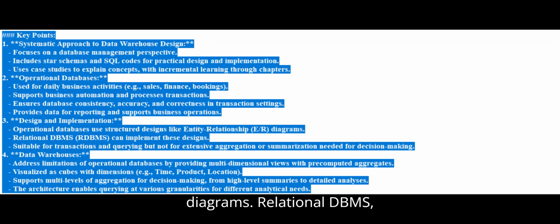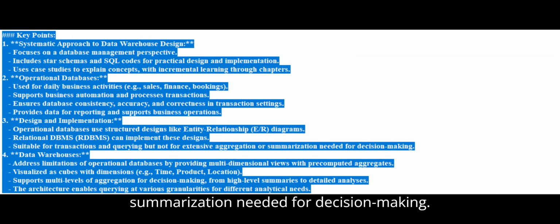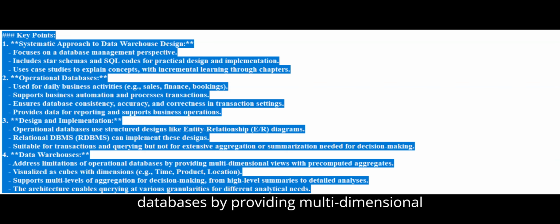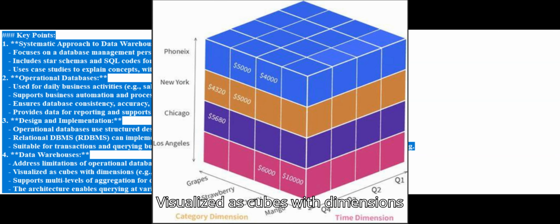Relational DBMS, RDBMS, can implement these designs. Suitable for transactions and querying but not for extensive aggregation or summarization needed for decision-making. 4. Data warehouses. Address limitations of operational databases by providing multi-dimensional views with pre-computed aggregates. Visualized as cubes with dimensions, e.g., time, product, location.